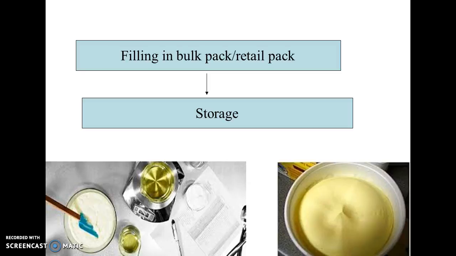So the consistency will be changed from the raw oil, that is the liquid phase, to this kind of semi-solid phase, which is the plastic phase. In this plastic phase, it will be allowed to fill into either bulk pack or retail pack. If it is made for the retail butter or margarine sample, then it will be retail pack, or if it is made for the industrial grade shortening, then it will be bulk pack. And then finally it will be stored in cold condition.